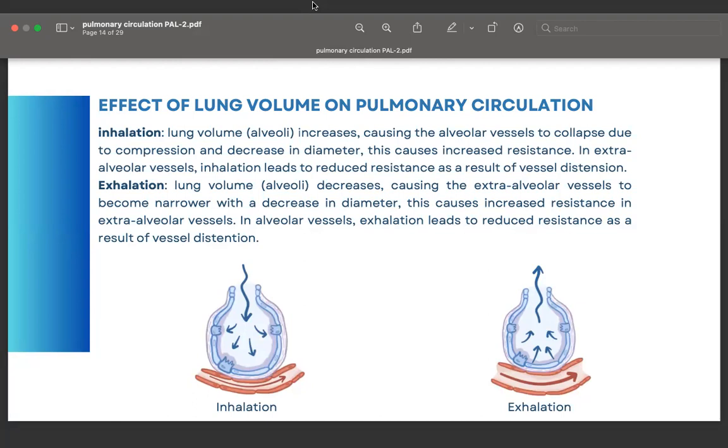And you can see that on the right. So as the alveolus shrinks, it pulls away from that alveolar vessel, giving it space. So then you have decreased resistance and increased blood flow.